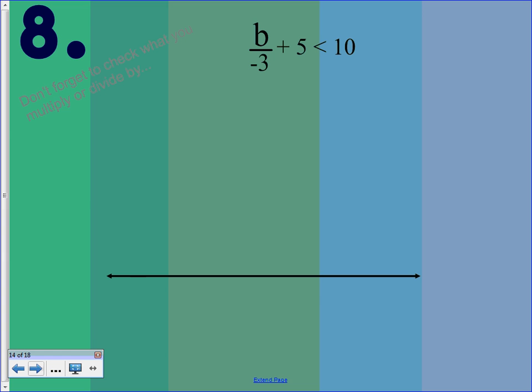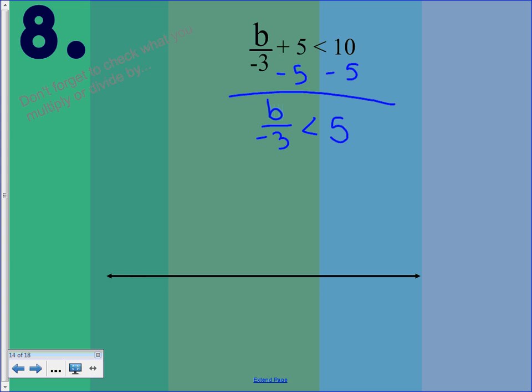Let's do number 8 together because number 8 is really kind of tricky. So first thing we want to do is I want to get my b by itself. So I'm going to subtract 5 from both sides. Then I get b over negative 3 is less than 5. B over negative 3. Okay, so b is being divided by negative 3.